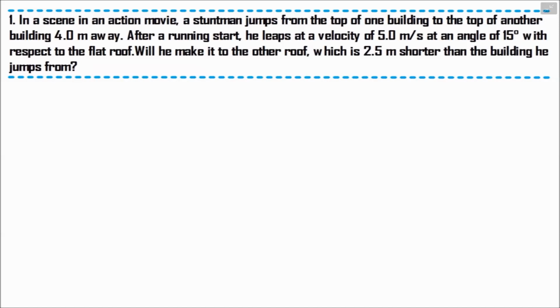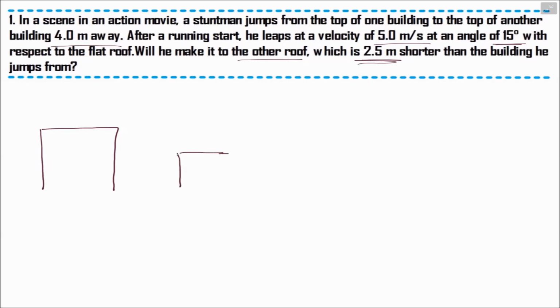In this question, in a scene in an action movie, a stuntman jumps from the top of one building to another building 4 meters away. After running, he leaps at a velocity of 5 meters per second at an angle of 15 degrees with respect to a flat roof. Will he make it to another roof, which is 2.5 meters shorter than the building he jumps from?